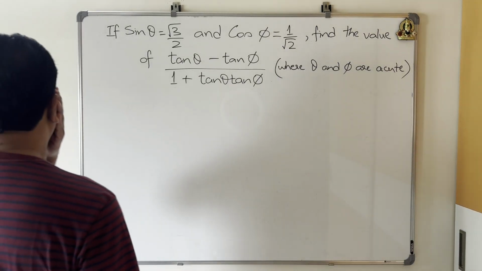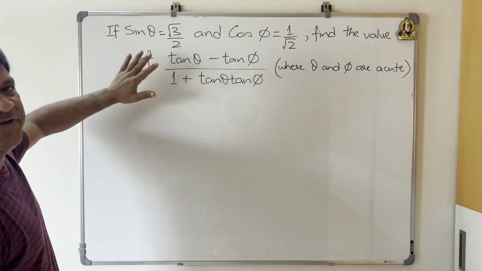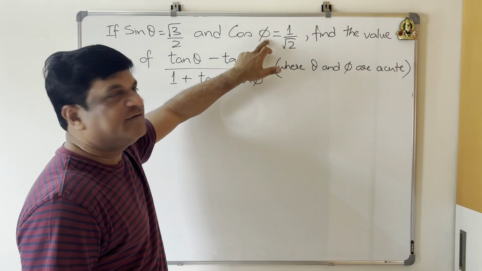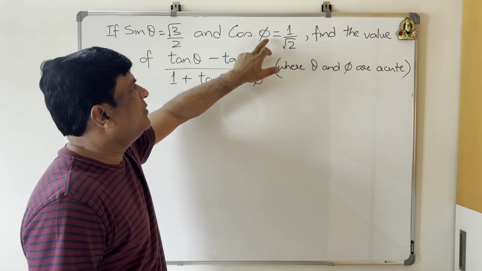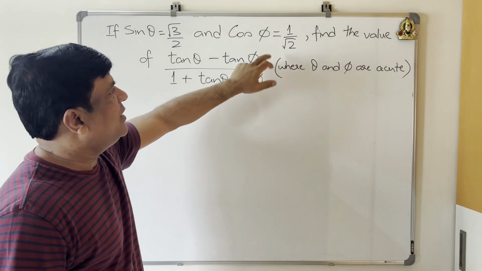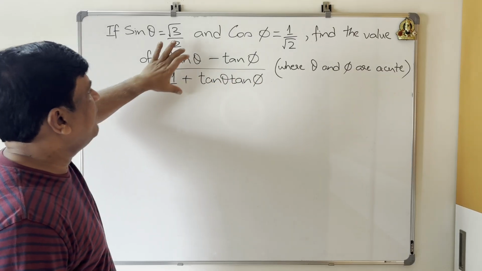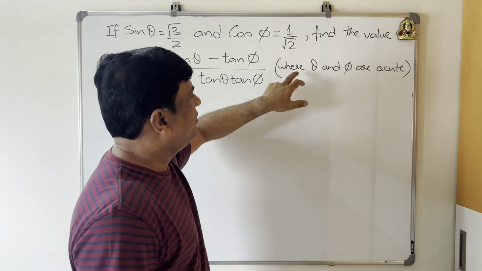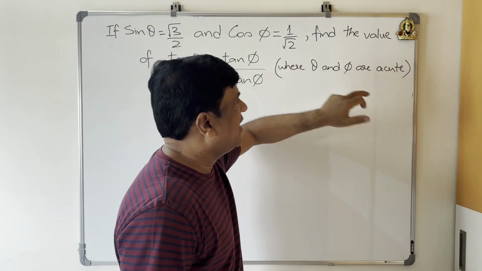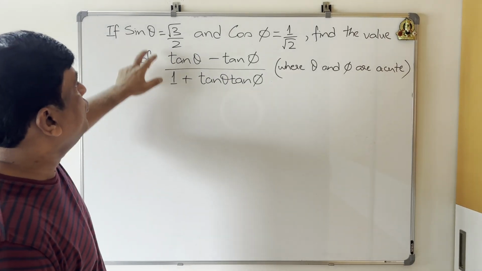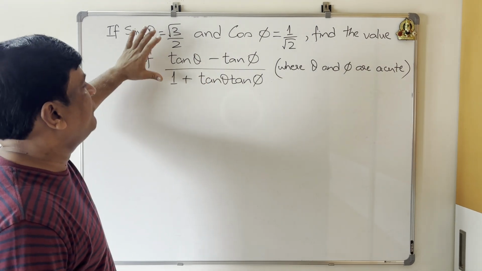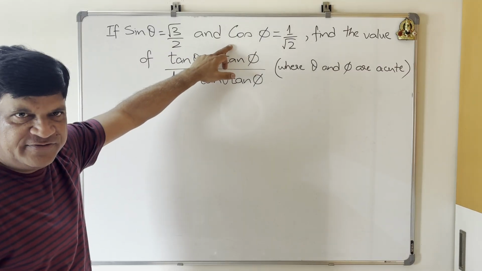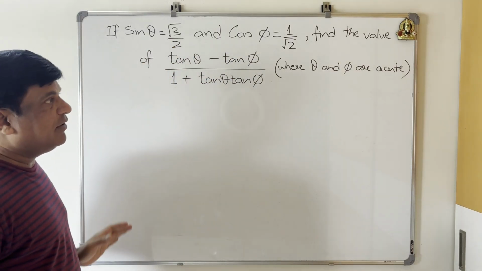Let's look at this example. Here the problem says that if sine theta is equal to root 3 by 2 and cos phi, another Greek symbol which we use, known as phi, is equal to 1 by root 2, find the value of this expression. The moment you look at it, they have mentioned that theta and phi are both acute. Do you feel that these two are in the same triangle? Let's find it out.